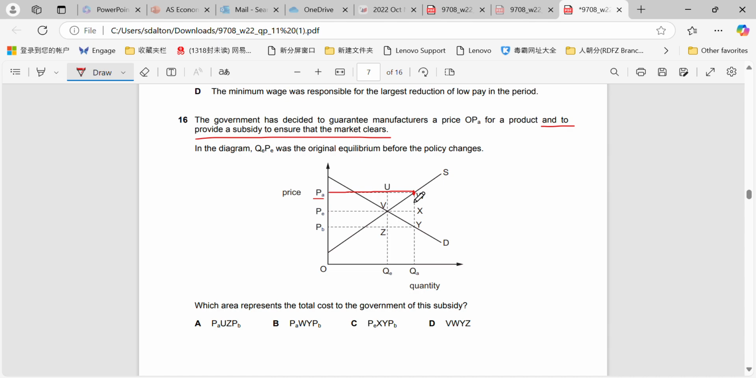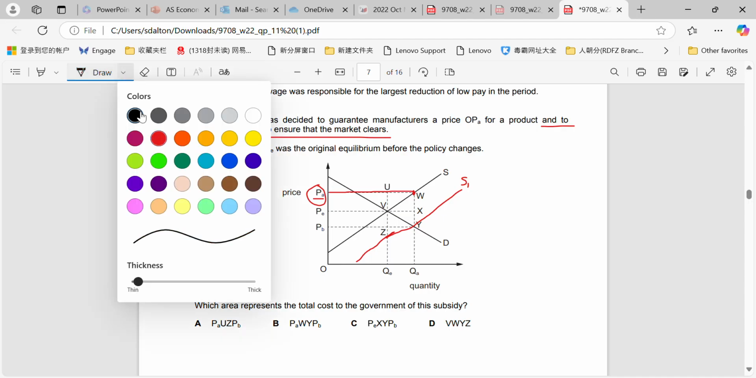Now, in order to ensure that the market clears, we would have to make sure that at the price they guarantee there's an intersection with demand, right? Because in order to do that, otherwise there would be either excess supply or excess demand, etc. So essentially, it's going to look like this, right? If we're just, for the purposes of showing the level of the subsidy.